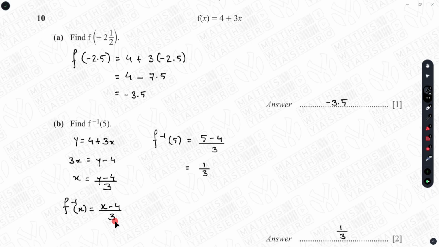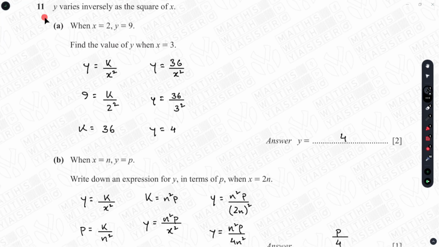Now we can simply substitute the value 5 into x to get this answer. So f inverse of 5 will be 5 minus 4 over 3, which is 1 over 3. Question number 11. It says y varies inversely as the square of x. And it's given that when x is equal to 2, y is equal to 9. We need to find the value of y when x is equal to 3.